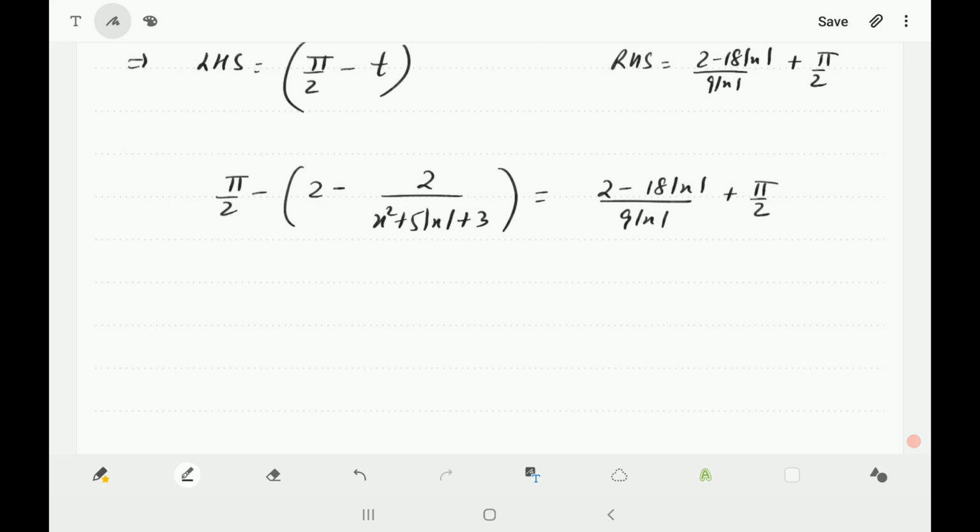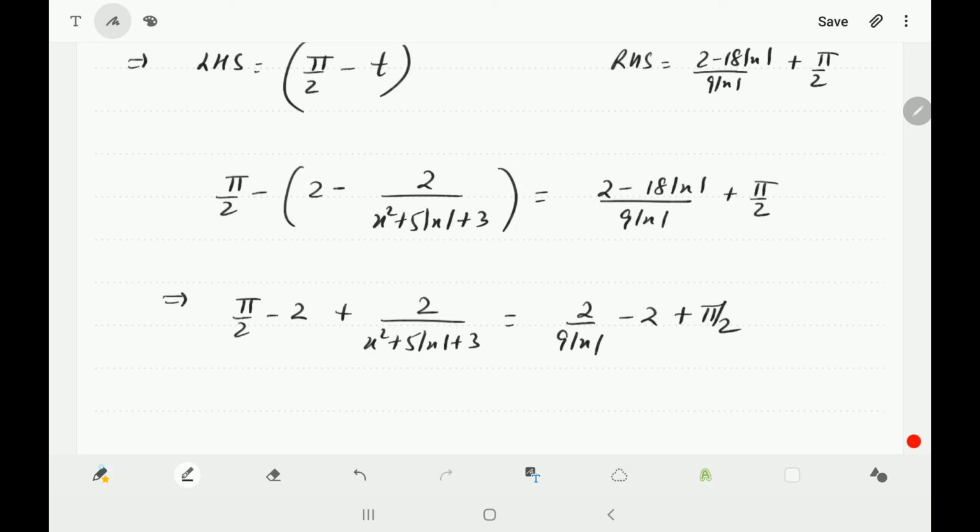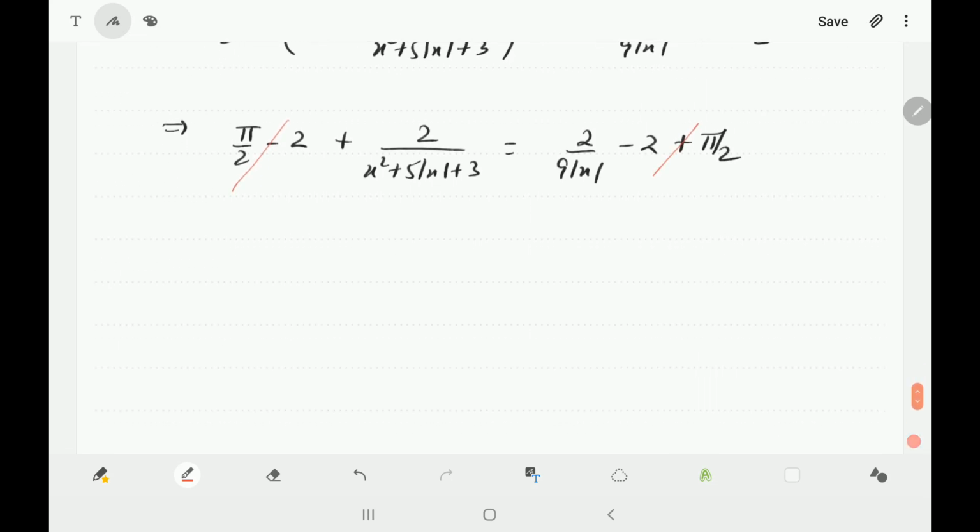So now I have opened the left hand side as well as the right hand side and equated these two. We have the equation pi by 2 minus 2 plus 2 upon x square plus 5 mod x plus 3 equal to 2 by 9 mod x minus 2 plus pi by 2. On both sides, pi by 2 minus 2 cancels out, and the 2 and 2 also cancel out. We are left with x square plus 5 mod x plus 3 after cross multiplication equal to 9 mod x. So we have the equation x square minus 4 mod x plus 3 equal to 0.